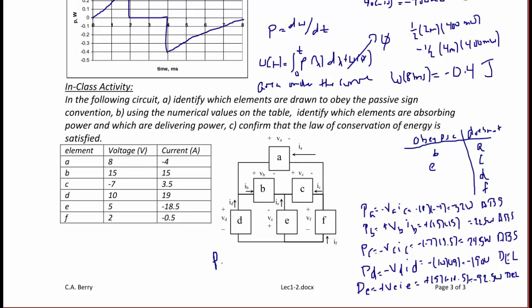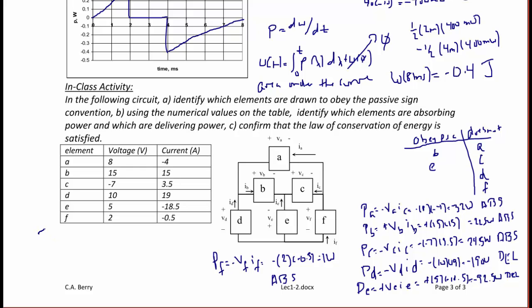And finally for F. For F, that does not obey the passive sign convention. So we have negative VF times IF, which is negative 2 times negative 0.5, or positive 1 watt. So element F absorbs power. So far our elements that deliver power are only elements D and E. So for part C, the way that we confirm that this obeys the law of conservation of energy is we see if the sum of power delivered and power absorbed is equal to 0.